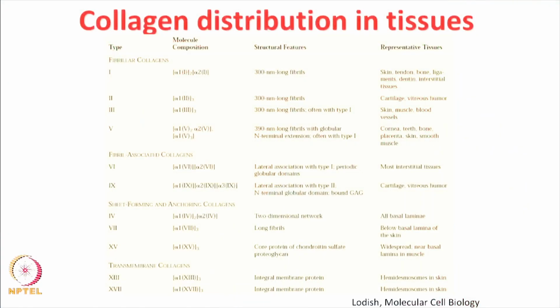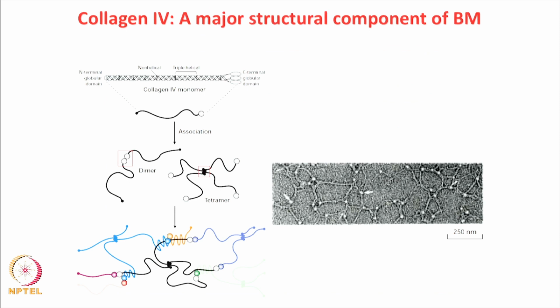However, apart from collagen 1, you can have collagen 4, which is a main structural component of the basement membrane. So, collagen 4 forms these tetramer units which then come together to form this mesh-like structure which is further stabilized by other molecules inside.